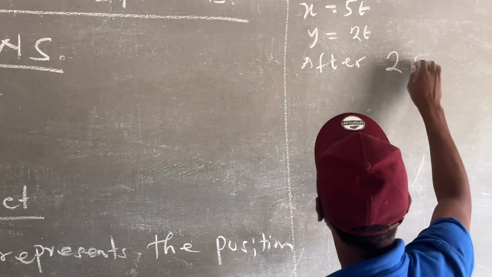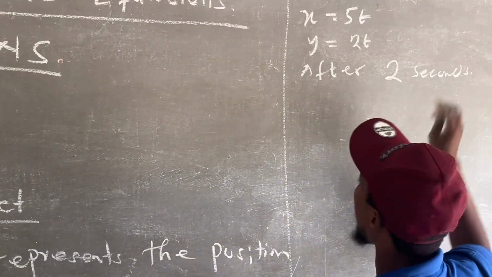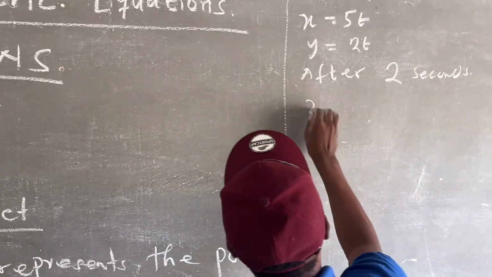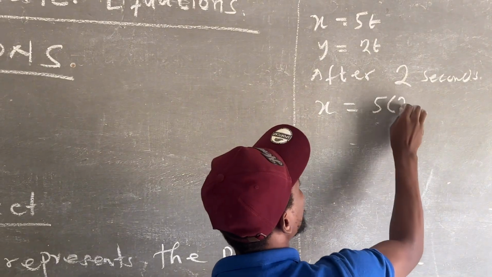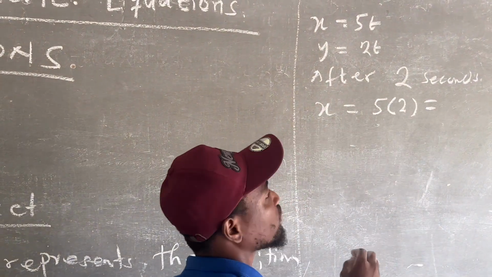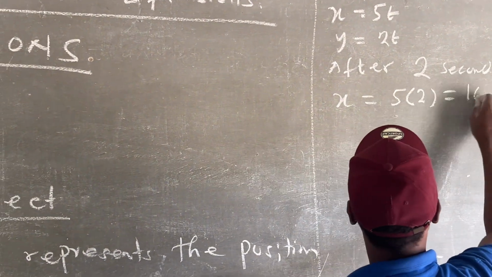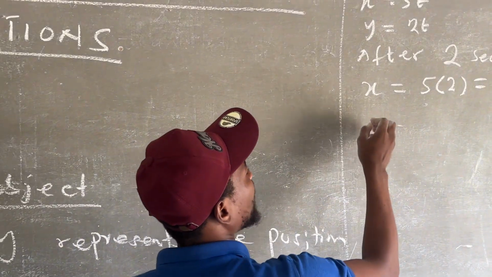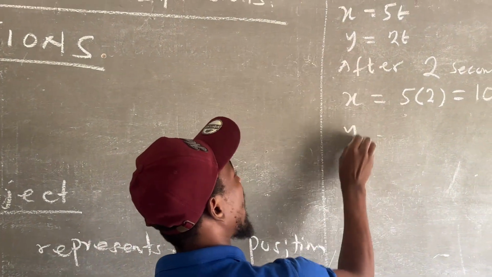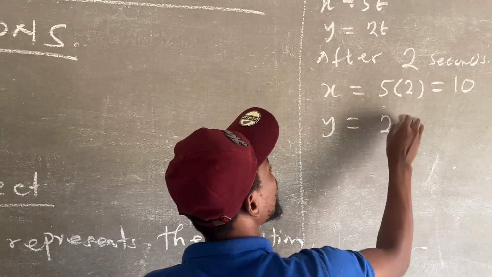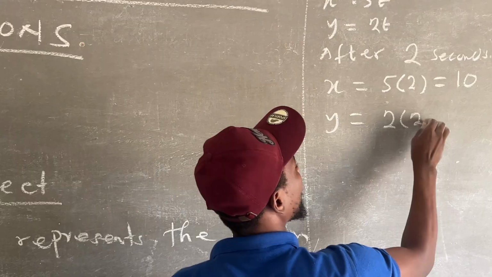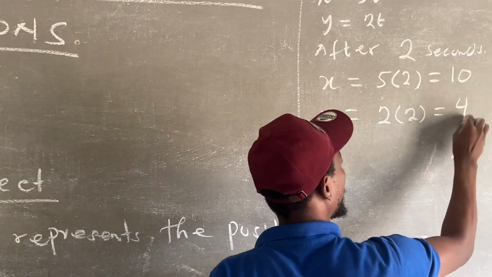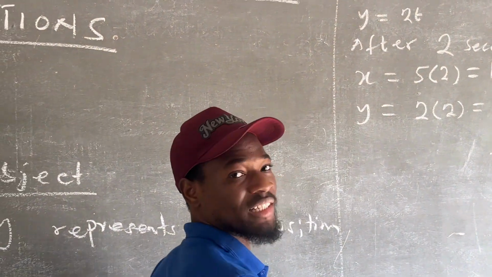So let's say after 2 seconds, what happens? After 2 seconds, x is equal to 5 times 2, which is equal to 10. And after 2 seconds, y is equal to 2 times t, which is my 2 over here. So what do I have? I have 4.